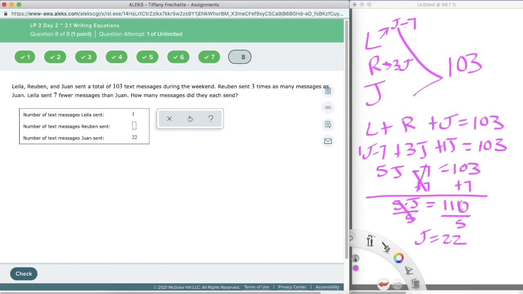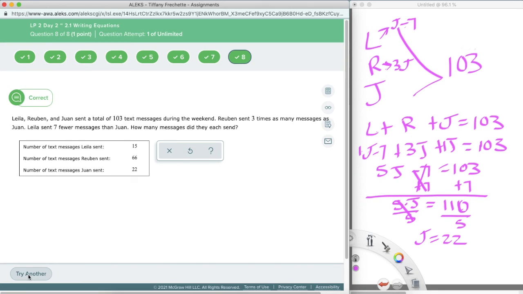And then Ruben sent a whole lot because he did 22 times 3, which is 66. Again, if we add these back together, we should land at 103. So 5 plus 6 is 11, plus 2 more is 13. And then 6 plus 1 is 7, plus 2 more is 9, plus 1 more is 10. I did that in my head and didn't write it down, but that does get me back to 103. So that should be good to go. All right, yay, that was section 1. I will see you in section 2.